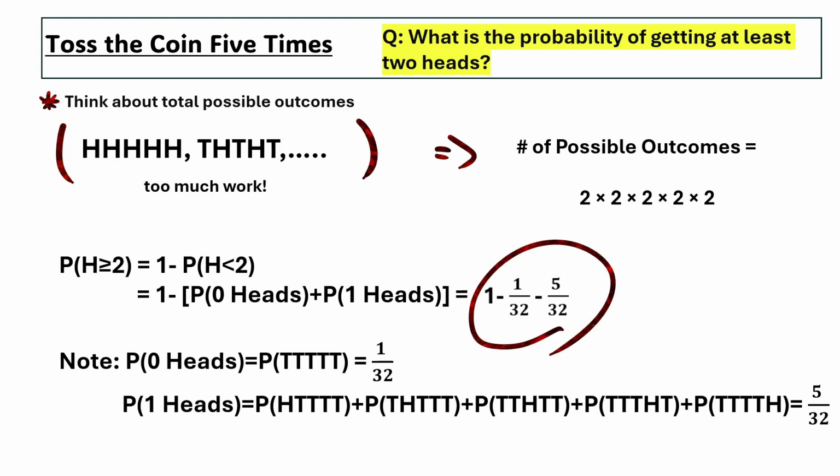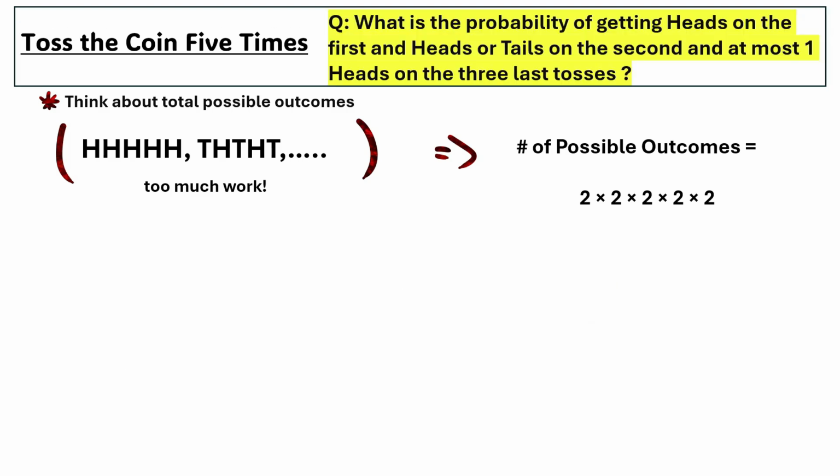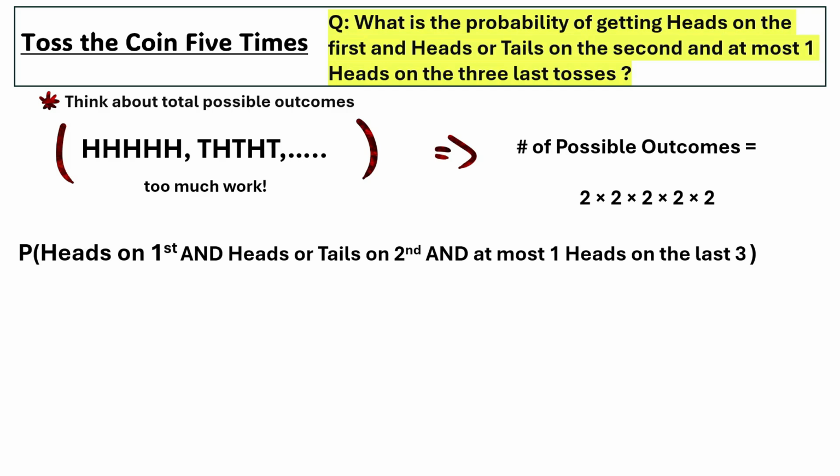We are now going to ask our final question in this video, which is, what is the probability of getting heads on the first toss and heads or tails on the second toss and at most 1 heads on the last 3 tosses? And so this huge confusing question is asking us to compute this probability.